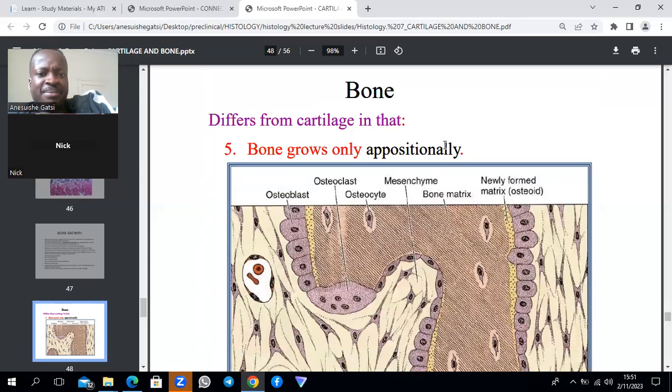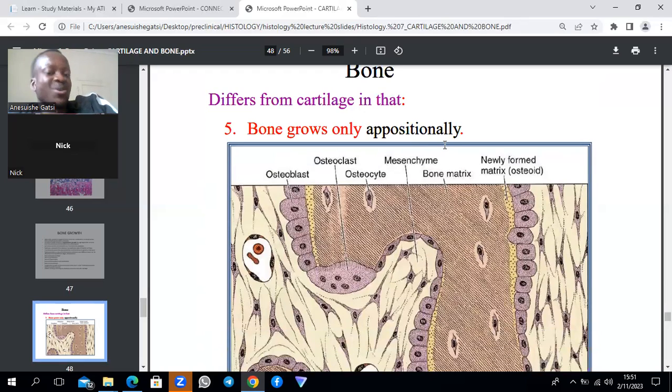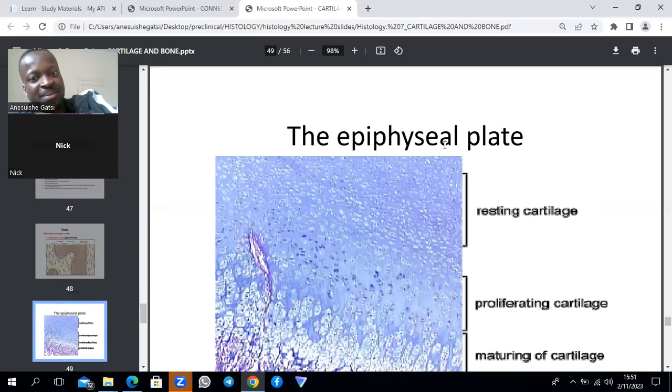Then differences between bone and cartilage. So bone only grows through appositional growth. Cartilage will grow via both appositional and interstitial growth, with the exception of fibrocartilage. Fibrocartilage, I said, grows only by interstitial growth. Why? Because fibrocartilage lacks the perichondrium. Right? Okay.